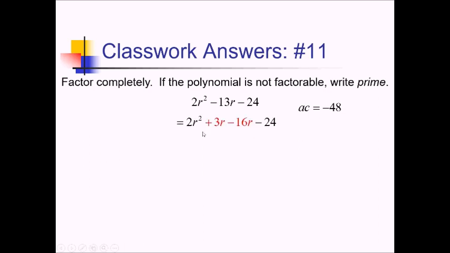And I can factor by grouping since I have 4 terms now. So let me take an r out of those first 2, leaving me with 2r plus 3. And for the last 2, I can take out a negative 8. Also leaves me with 2r plus 3. Now I'll factor the 2r plus 3 out of everything. And I can put the r minus 8, the leftovers, in a parentheses next to that.